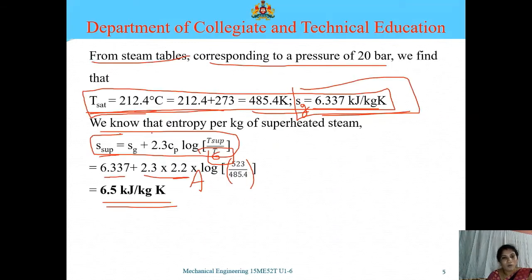So we know the formula. For this particular formula, we have substituted the value and we have found out the value of T saturation and Sg by using the steam table, and directly we have substituted and we have got the answer. It's a very simple problem. You can solve the problem very easily.